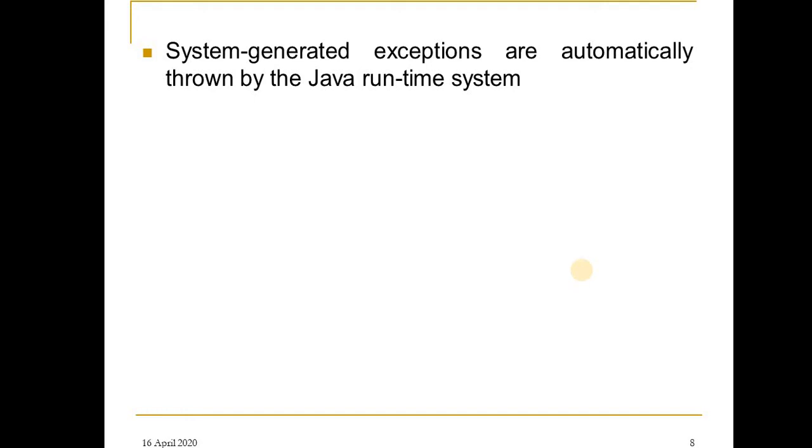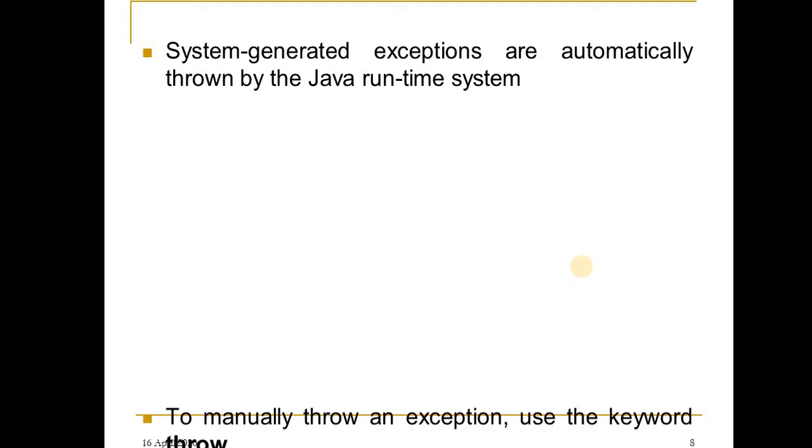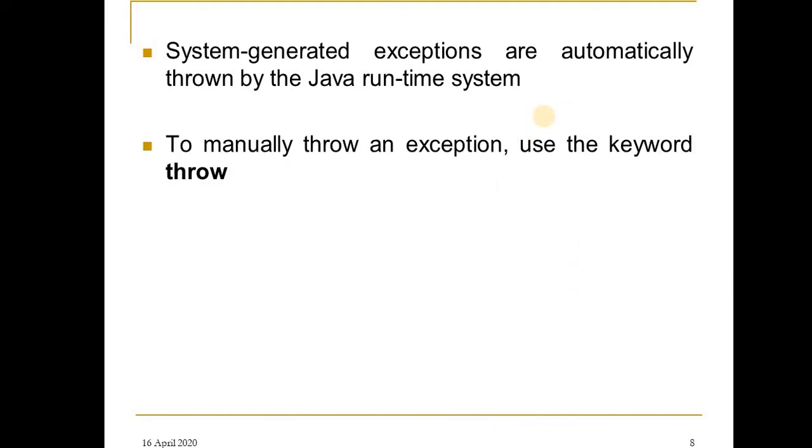System generated exceptions are automatically thrown by the Java runtime system. To manually throw an exception, use the keyword throw. So, by default, the exceptions are automatically thrown by the Java runtime system. If the user wants to manually or explicitly throw an exception, then he can do so by using the keyword throw.